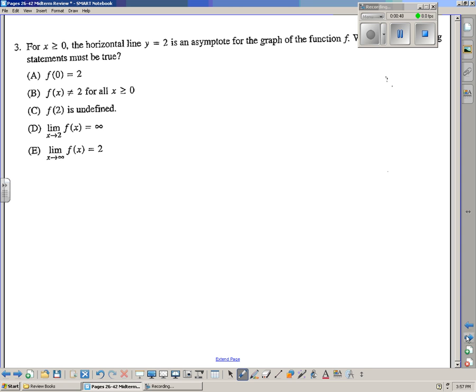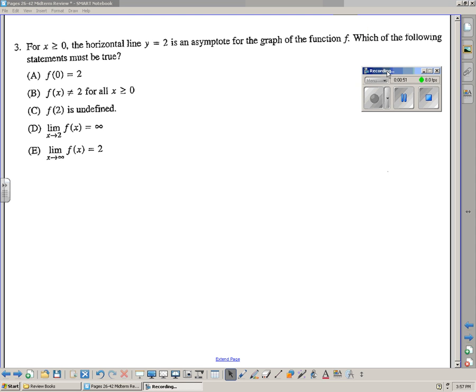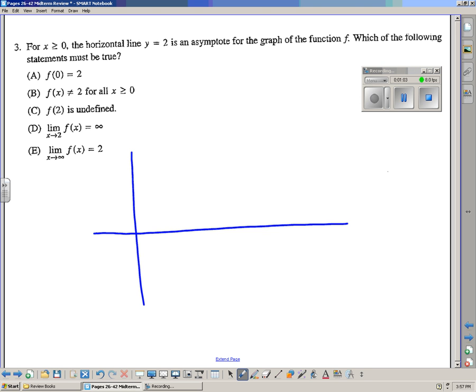Number 3, recorder out of the way here. Number 3 says, for x greater than or equal to 0, the horizontal line y equals 2 is an asymptote for the graph of the function f. So if we were to try to draw this, for x positive, we knew that y equals 2 is an asymptote. So what happens is this function, whatever it does, eventually approaches the asymptote, not necessarily from above, but here is a function with an asymptote of y equals 2. Which of the statements must be true?